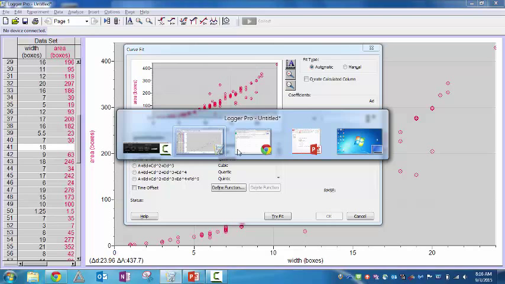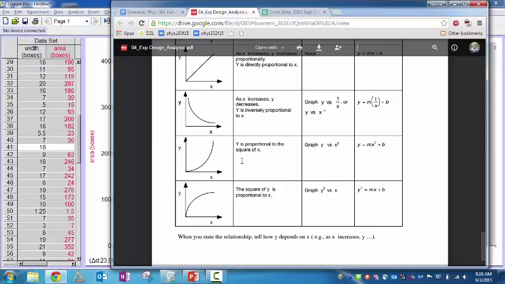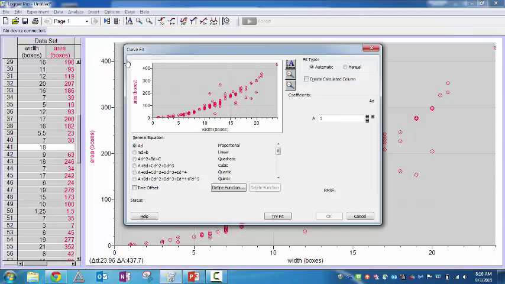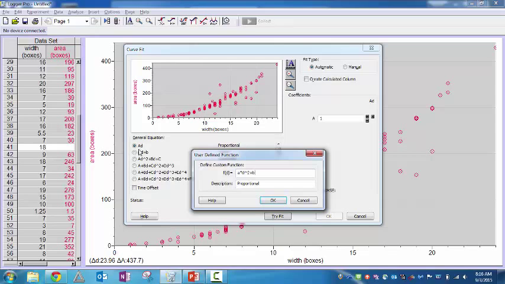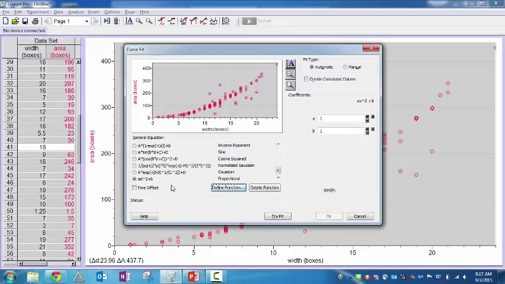And if you remember the handout, the curve was y and x squared. So if we go back here, we can define a function, and we could say that a times d squared plus b is our function. So d is the input variable, right? Width in boxes, we called it d for short. And a is a slope and b is an offset, because maybe we need one. So when you define that, and maybe I should have given it a better name than proportional, we can try it out. And if you try it out, it goes through the data pretty nicely.